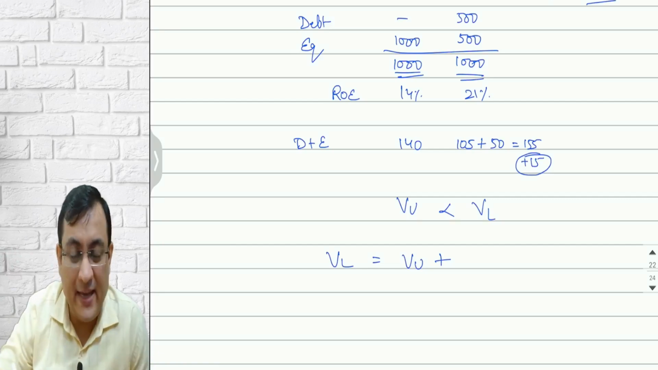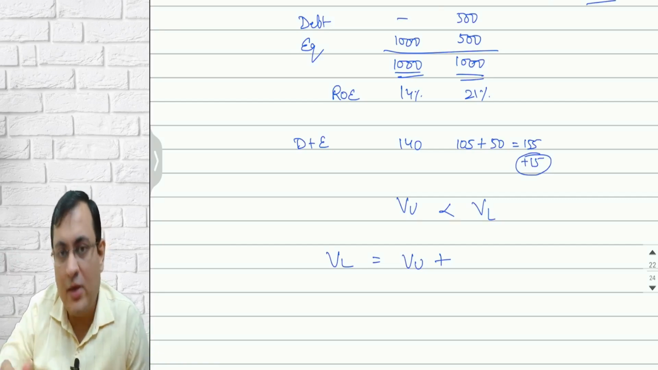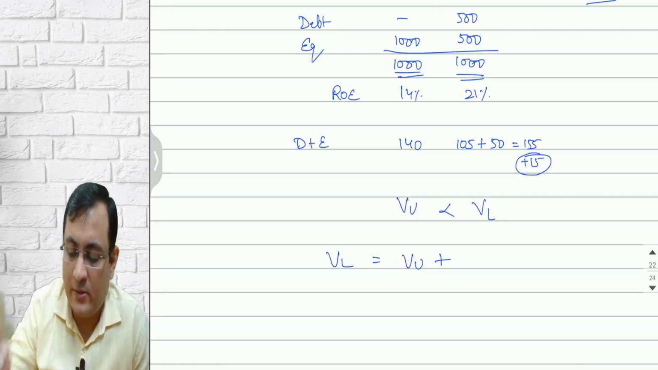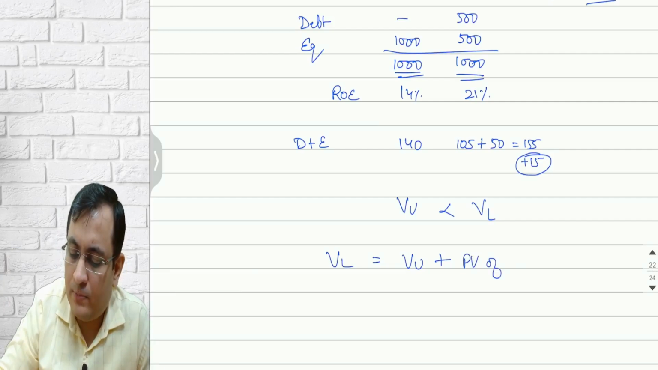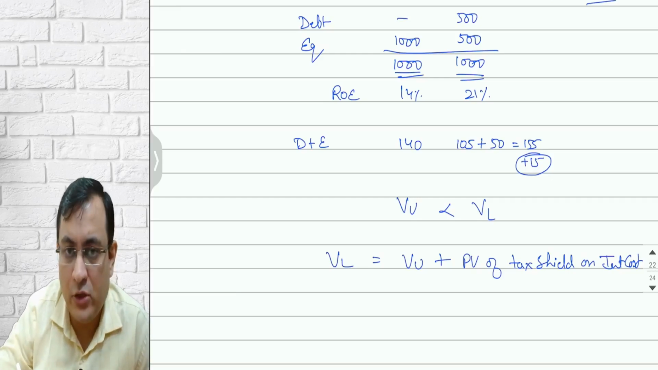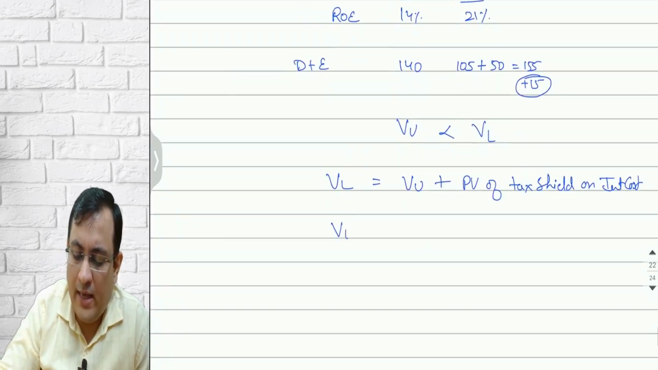So for business L, the valuation will equal the value of U, that is the 140 they are also generating, plus the present value of that 15 rupees. And what is that 15 rupees? It is the present value of the tax shield on interest cost. And this is an infinite perpetual constant series. So VL will equal VU plus, and how to calculate interest cost? It is D into I percent.